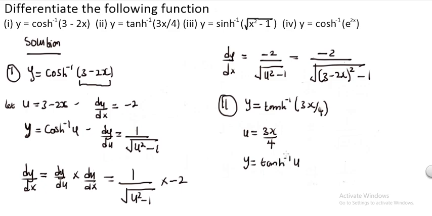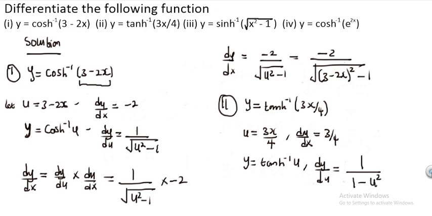Like I did before, I'll find the derivative of u with respect to x, and y with respect to u. Here will be du over dx. Now du over dx here is simply 3 over 4. And then for this one, I find the derivative with respect to u, so dy over du is equal to 1 over 1 minus u squared. Okay, so now we can use our chain rule.